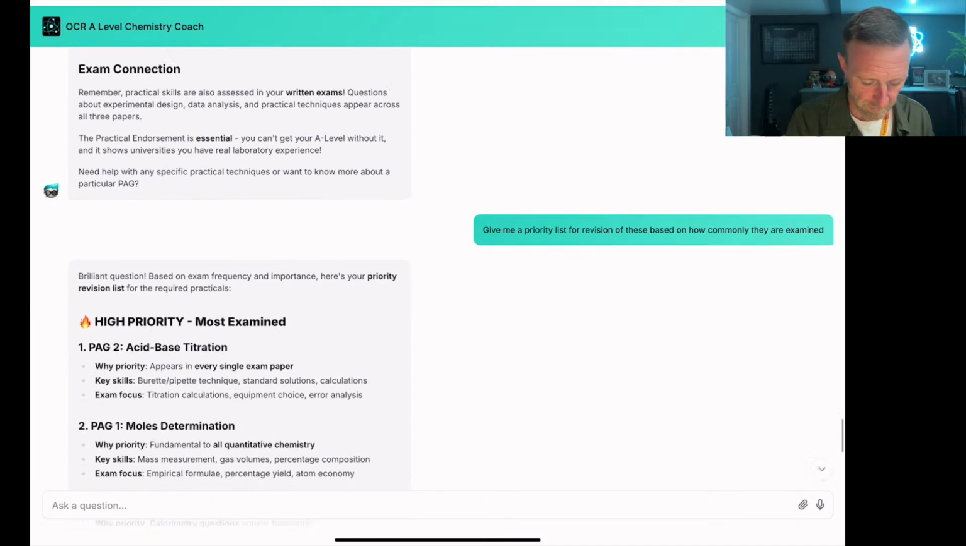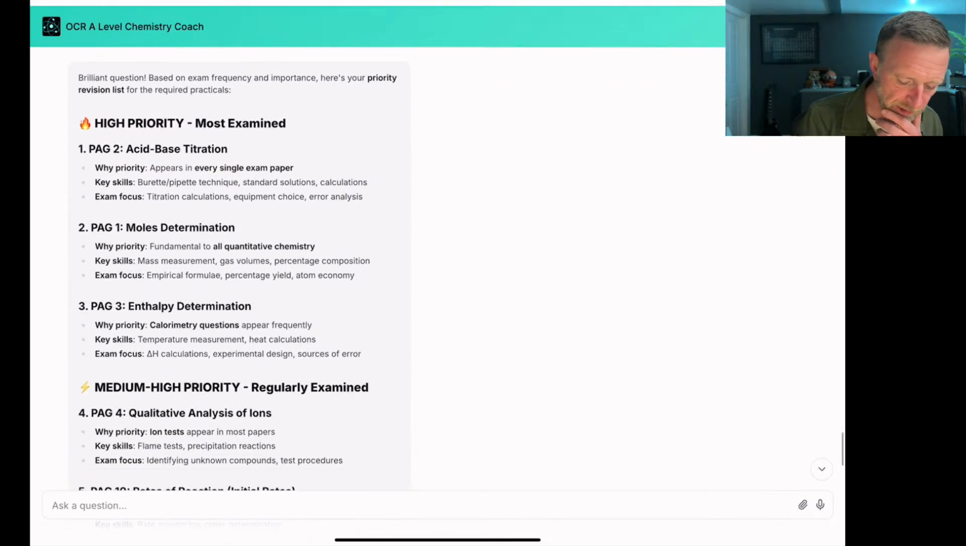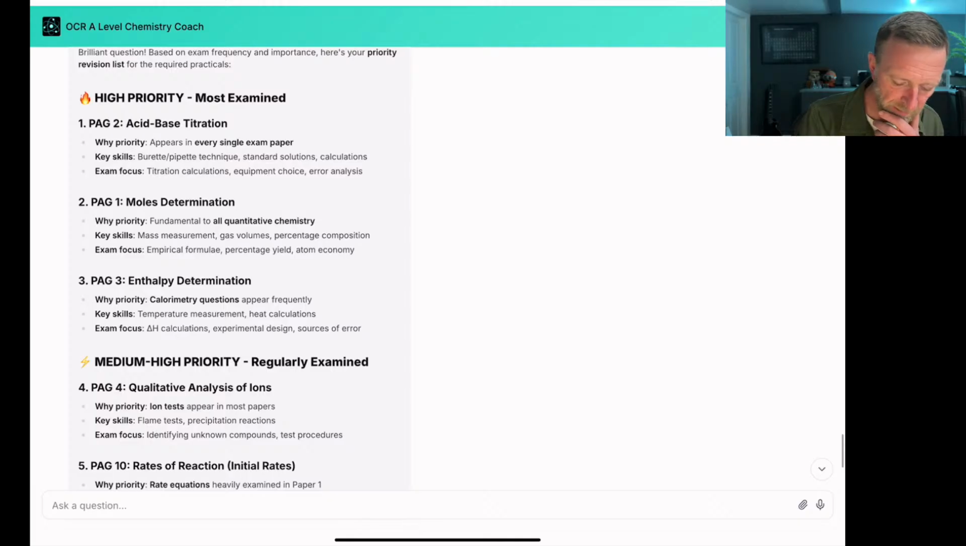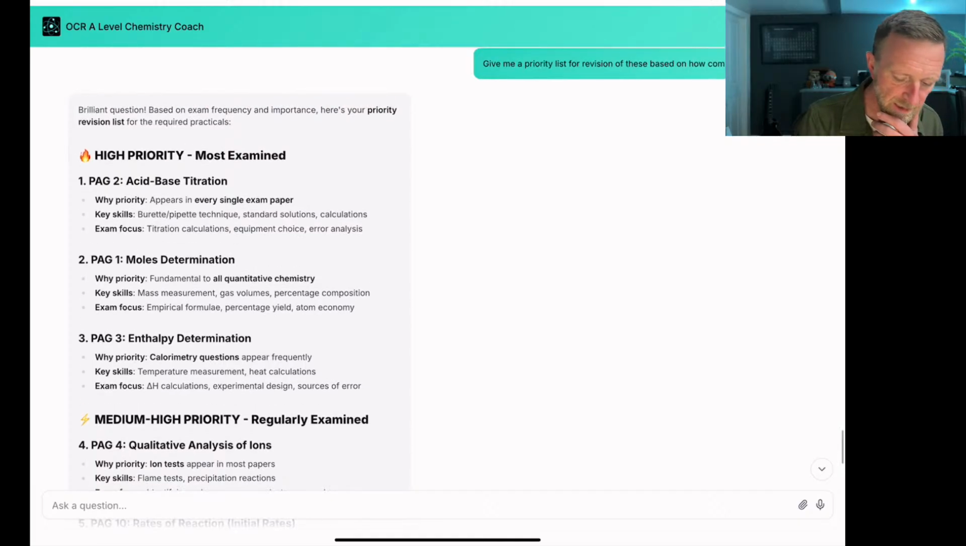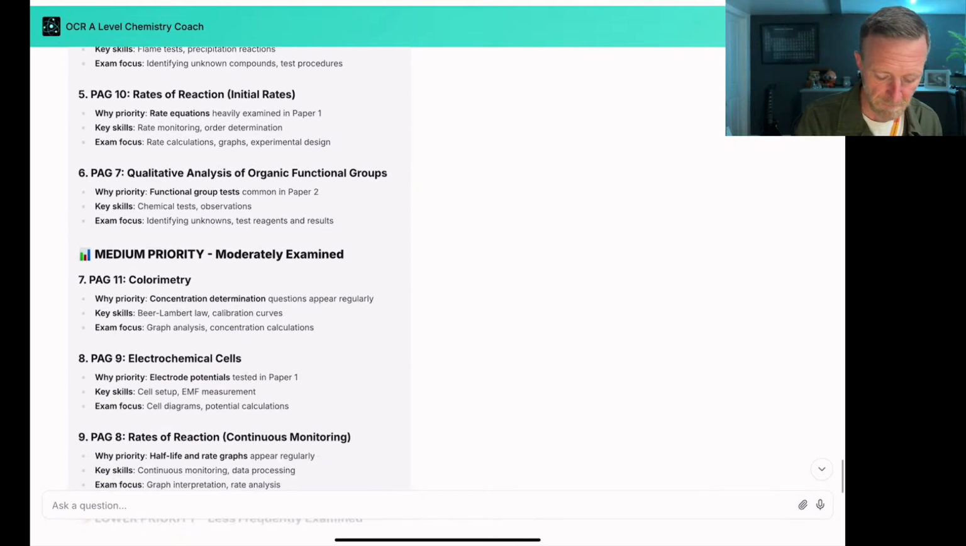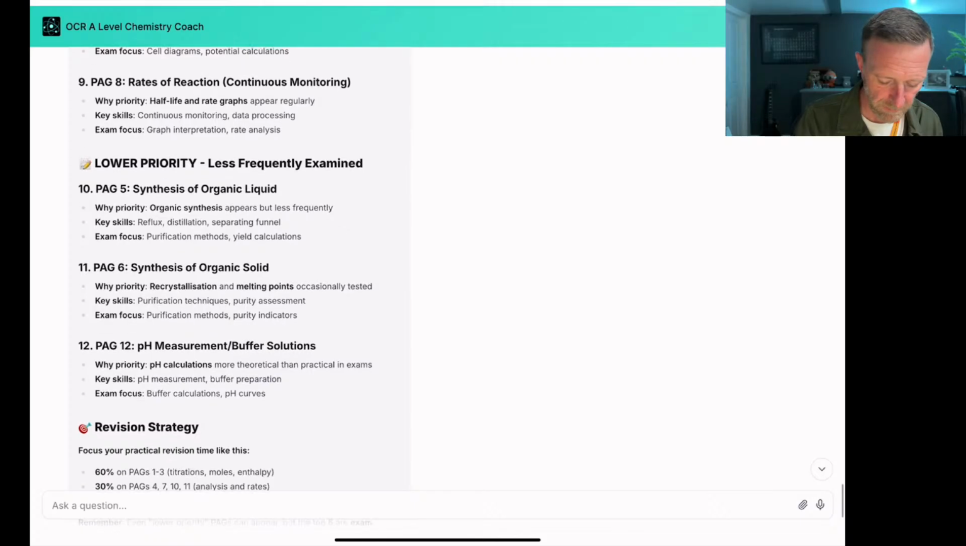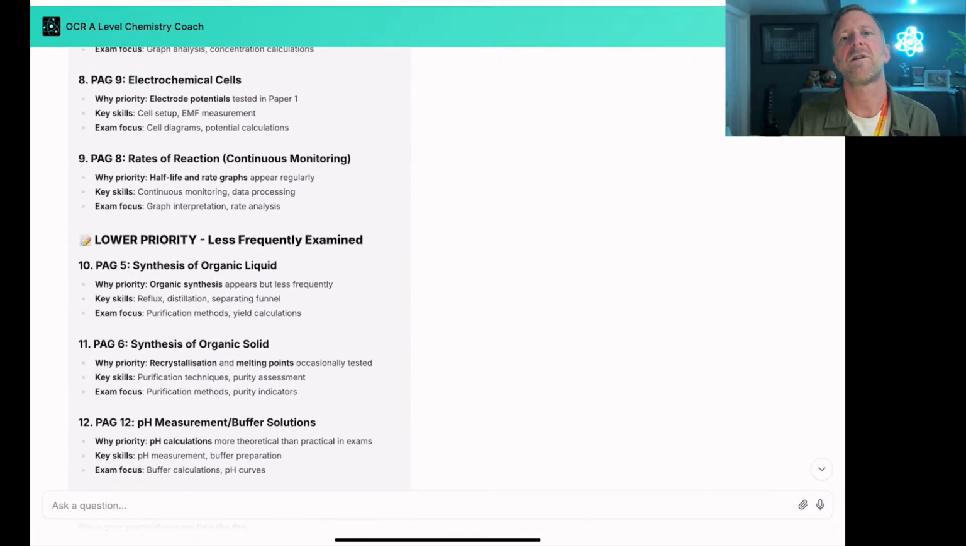No. Here we go. Obviously, PAG 2, acid-base titration, top, moles determination, second, and enthalpy determination, third. So these are your high priority ones if you want to prioritize your revision, then medium, and then obviously lower priority, okay? But if you're going to get an A star, you need to make sure you're across all of these, okay? That's the thing.